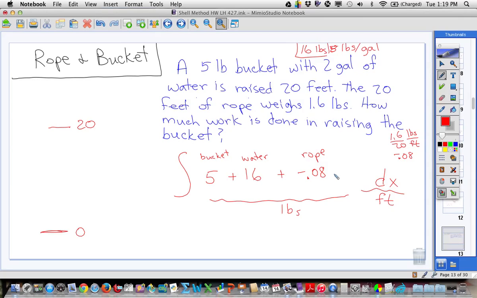So 20 minus that. So when x is 0, how much rope do we have? Well, how many pounds? 1.6. So when x is 0, we want this to be 1.6. So we can't do 0.08 times x. Then otherwise that'd be 0.08 times 0. We'd have 0. So it needs to be 20 minus x, like that. So when x is 0, we have 20 feet of rope. So negative 0.08 times 20. And when x is 20, we've lifted it all the way up. We have no rope left. So when x is 20, then this would be 0. So that's how you could get it by just thinking your way through it.